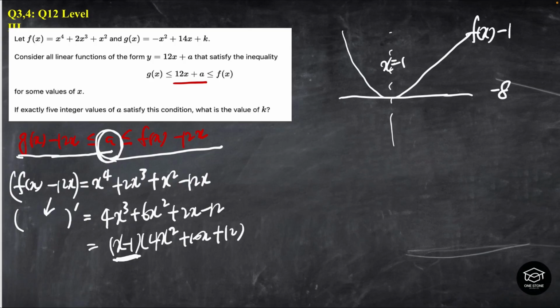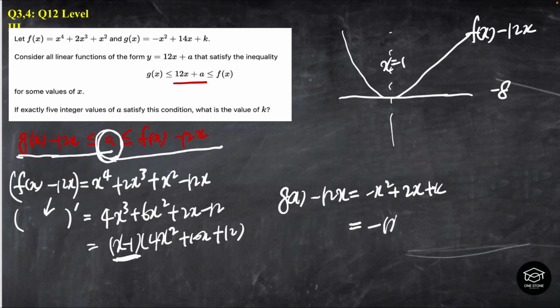Now let's look at g of x minus 12x. That's negative x squared plus 14x minus 12x plus k, which simplifies to negative x squared plus 2x plus k. This is a downward opening parabola. Its maximum occurs at x equals 1. Plug in x equals 1: negative 1 plus 2 plus k, which equals k plus 1. So, at x equals 1, a lies between k plus 1 and negative 8.